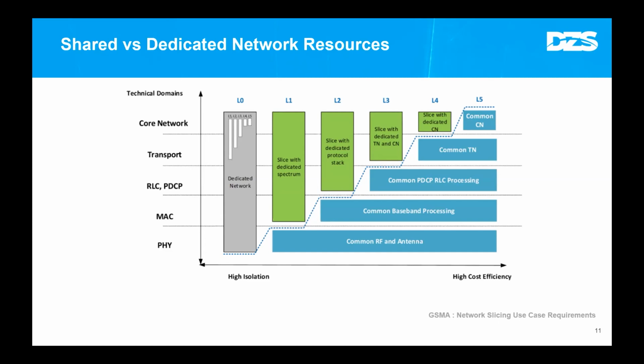The reason I think this one is helpful and important is it really talks about something I mentioned a couple of times here so far already, and that is the notion of shared versus dedicated network resources. As I mentioned, in many cases, a 5G network is going to be shared in some fashion between services and use cases, unless it's an entirely private and dedicated network, as shown in the L0 case at the left-hand side of the picture here. But this is an important consideration.